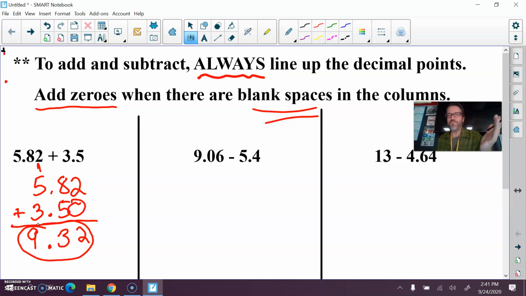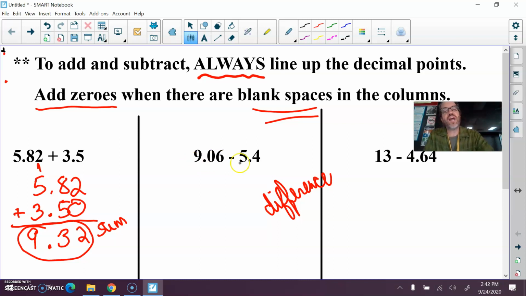We need to make sure we line up the decimal points. So I have 9.06 minus 5.4. Hey, by the way, the answer to an addition problem is called the sum. The answer to a subtraction problem is called the difference. And there I wrote it in cursive for you, for all you fancy kids that like to see the cursive writing. The answer to a subtraction problem is called the difference.